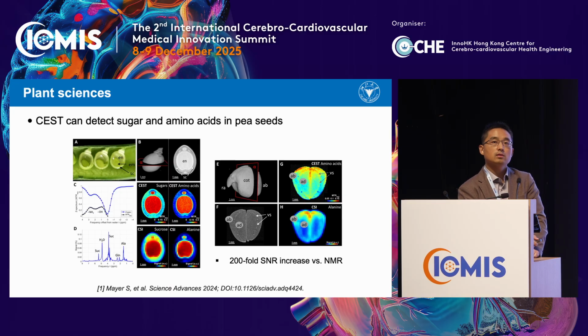Of course, because these are pea seeds, you can also use spectroscopy with a very long scanning time to get similar sugar and amino acid maps. But clearly, they have much lower spatial resolution compared to the CEST maps. And also, the authors reported a 200-fold signal increase with the CEST technique compared to the spectroscopic technique. So again, this is consistent with the unique advantage of CEST MRI. It can amplify the signal by tens to hundreds of times.